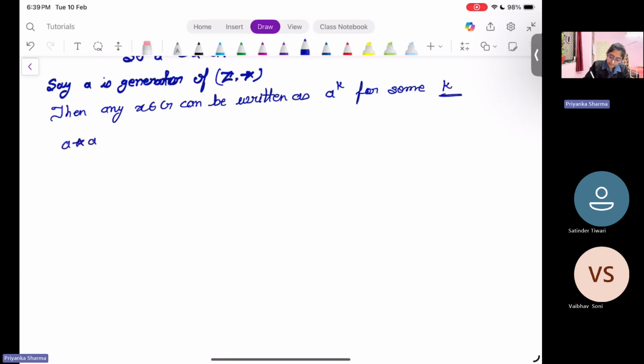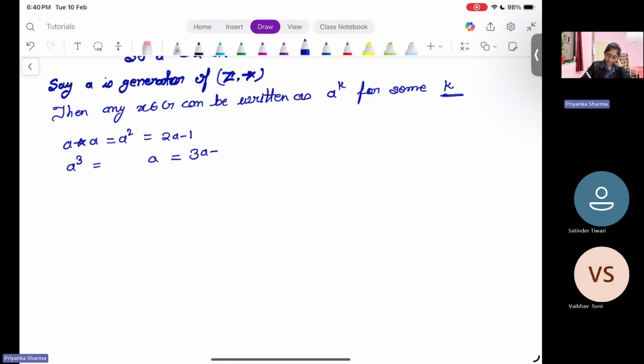Now, what will be A star A? That is, what is A square? A star A is A plus A minus 1. That is 2A minus 1. What is A cube? Which is A square star A, we can say. Just 3A minus 1, or minus 2? Wait. I should write it as A square star A. Okay, because A cube will be A star A star A.